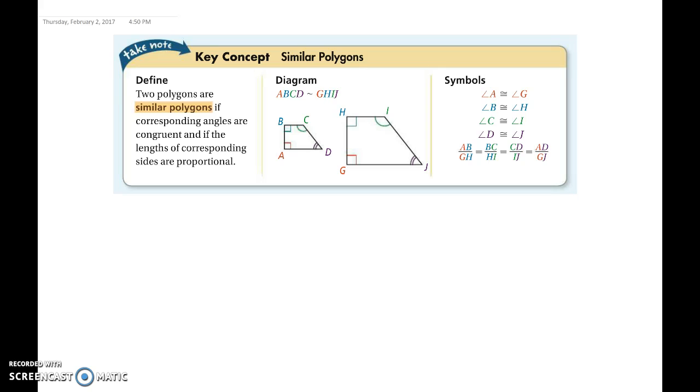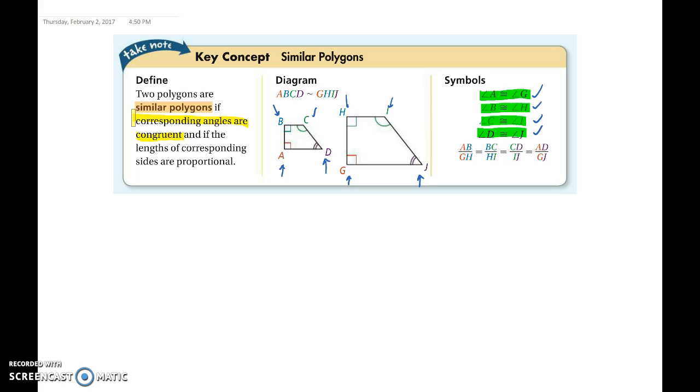All right, so just like with the congruent figures, one of the things that we have to show is that all the corresponding angles are congruent. So nothing changes with that. Angle A and angle G correspond and they're congruent. Angle B and angle H correspond and they're congruent. Angle C and angle I correspond and they're congruent. And angle D and angle J correspond and they're congruent. So nothing changes with that. We must show that the corresponding angles are congruent. That is actually nothing different than what we've learned with congruent figures.